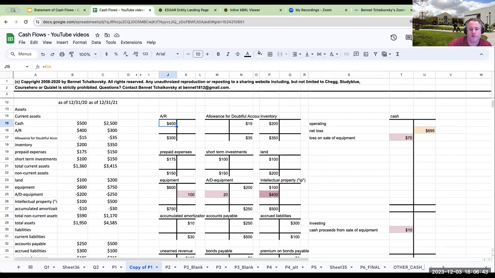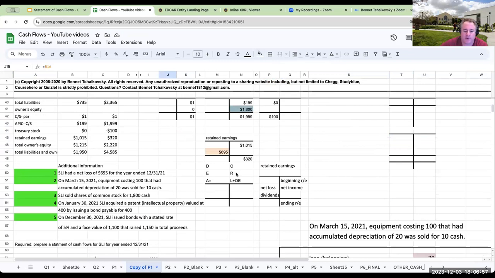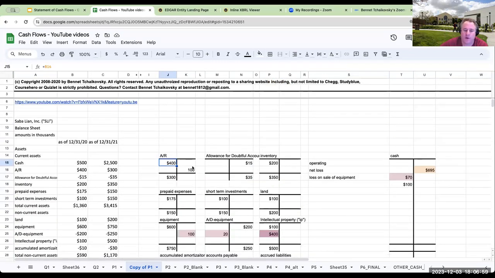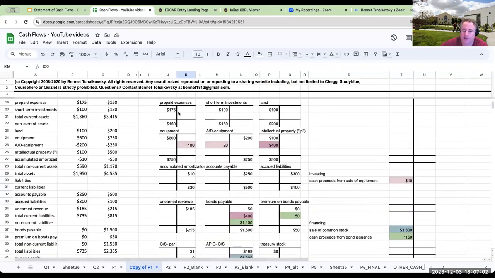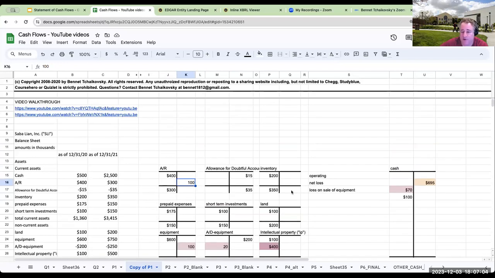To balance receivables, to get from 400 to 300, I need a credit of 100. I'm going to do the opposite to cash, or I'm going to debit cash. And when I come to describe it, my accounts receivable decreased by 100. I decrease accounts receivable, my assets, with a credit. So this is going to be a decrease in accounts receivable over here for 100.